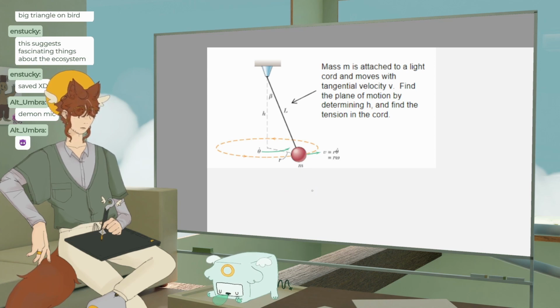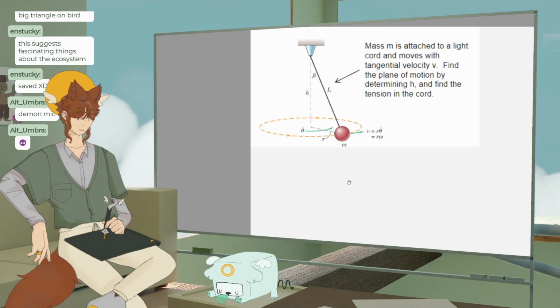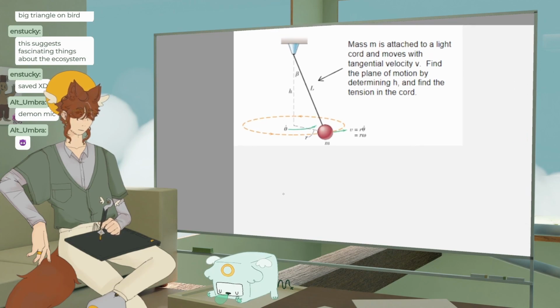Okay, mass m is attached to a light cord and moves with tangential velocity v. Find the plane of motion by determining h. Oh, we just need to find h. Find the plane of motion, say h, and find the tension of the cord. Okay, so we've got to do some free bodying, so let's free body first. How do we want to free body this?